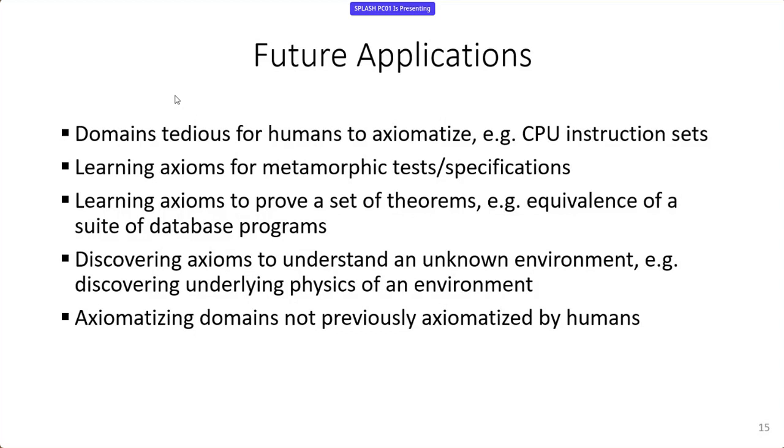The other application is to perhaps learn axioms for things like metamorphic tests where the actual functional specification is too difficult, but you can in fact discover axiomatically what this function should be. You can learn to characterize a set of equivalences of programs, which recent work has used to find applications for database programs. And there, of course, there are applications that are much further out there to, for example, try and discover axioms of an unknown environment. So you want to try and discover the underlying physics of what you're seeing by just observation.